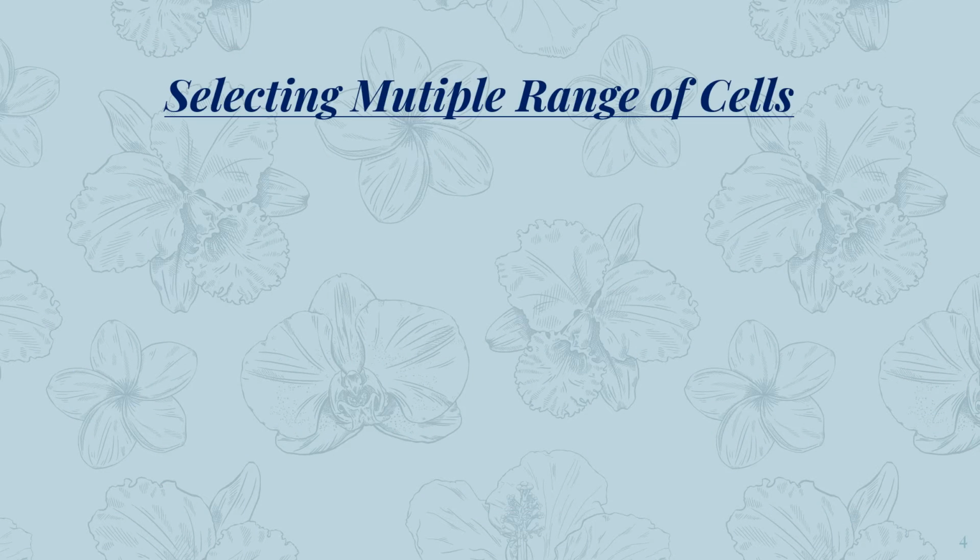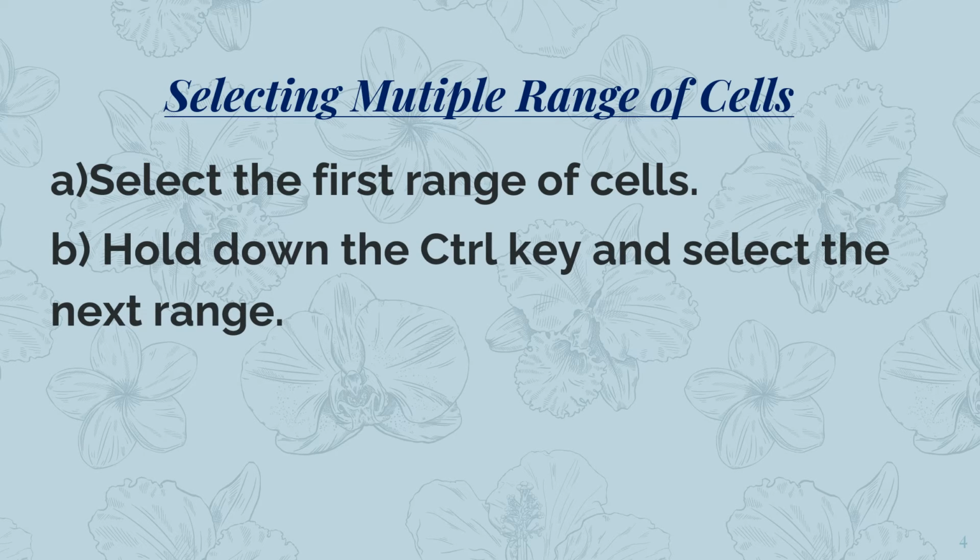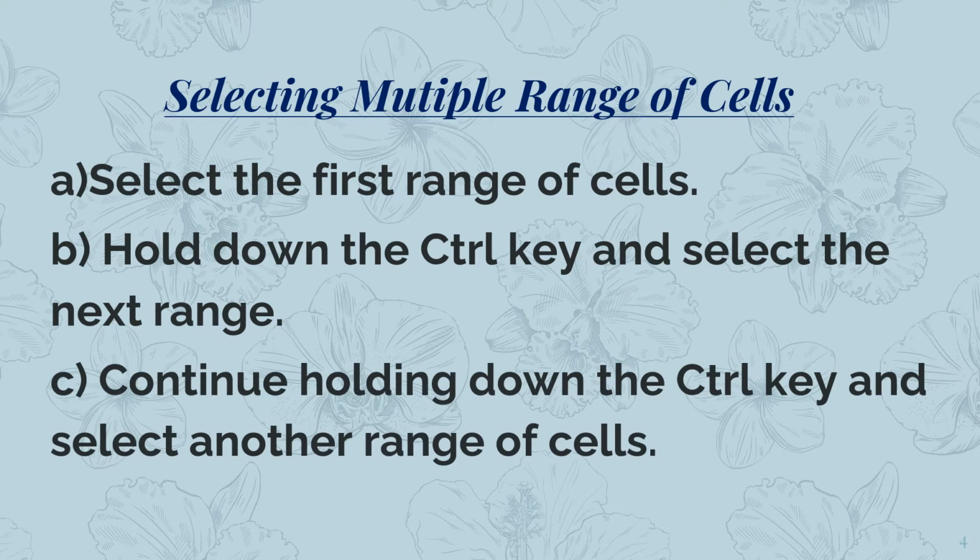Now, how you can select multiple range of cells? In order to select the multiple range of cells, the first step is you need to select the first range of cells from your spreadsheet. Then hold down the control key from the keyboard and select the next range. Continue holding down the control key and you can select another range of cells from your spreadsheet. When you have finished the selection process, you can release the control key. Clear, beta?